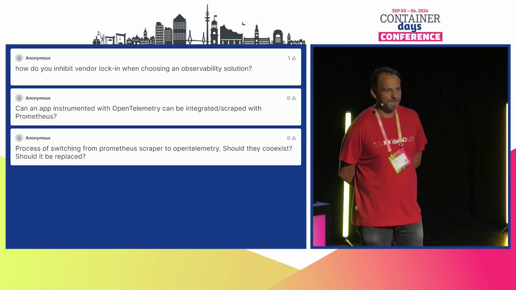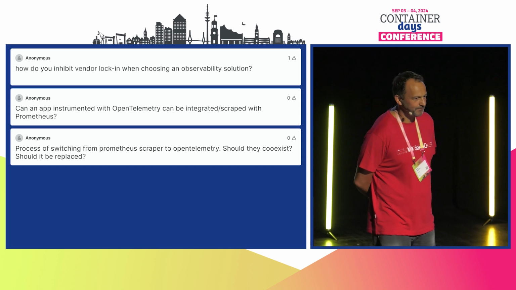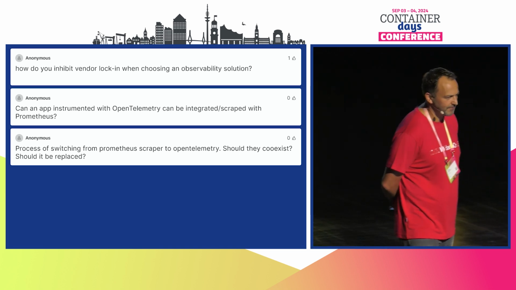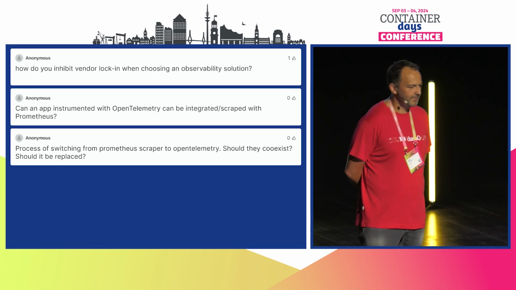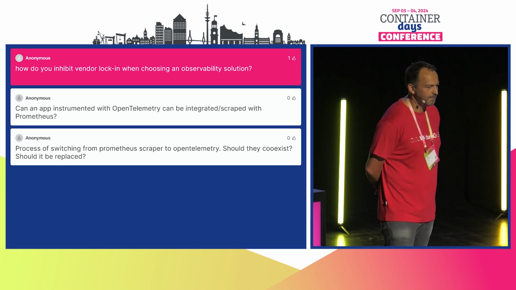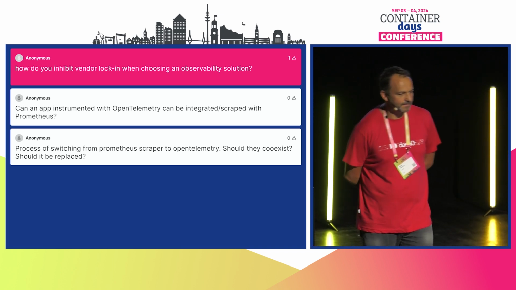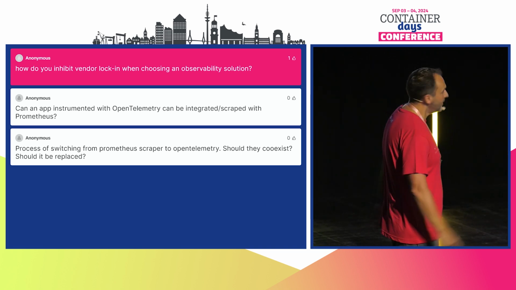Cool, thank you, Mirko. We do have a few questions, and 10 seconds over is OK. So the first one is, how do you inhibit vendor lock-in when choosing an observability solution? I think OpenTelemetry kind of does that, right?